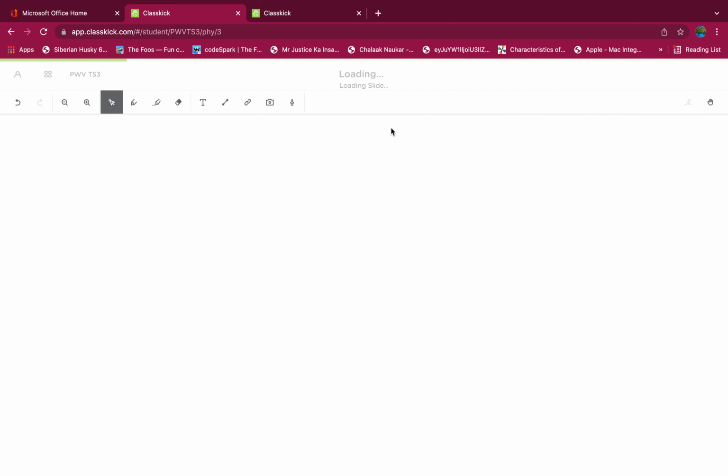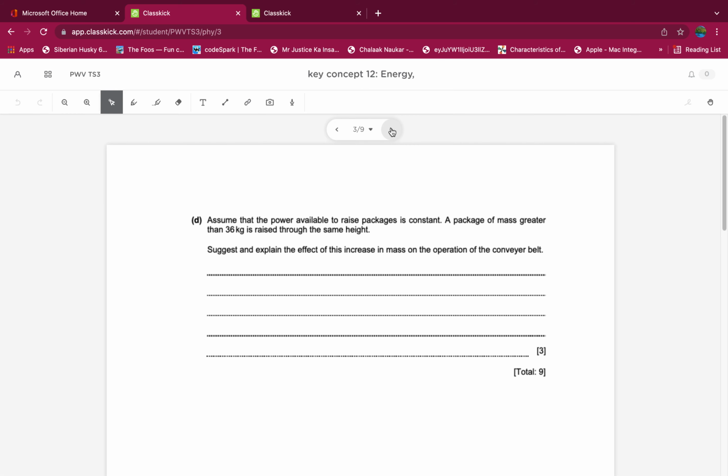Now if we look at page number 3, it says: assume that the power available to raise a package is constant. A package of mass greater than 36 kg is raised to the same height. Suggest and explain the effect of the increase in mass on the operation of the conveyor belt. Before, the mass was less. So what will be the effect on it now? Let's see that.